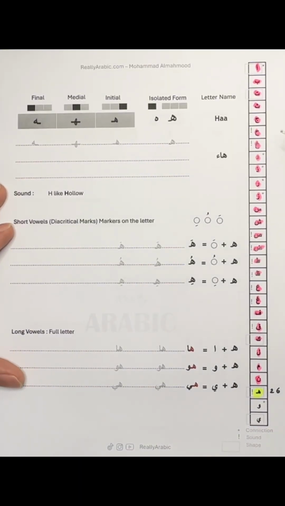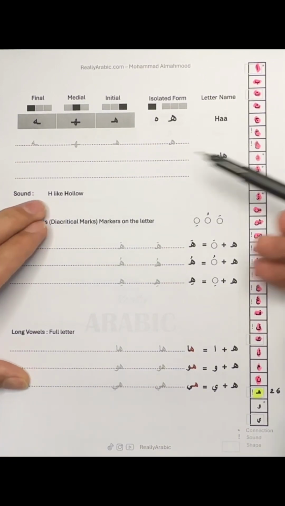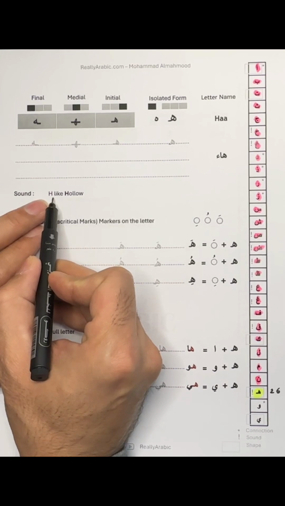We continue with the Arabic alphabet, and today we are going to talk about the letter number 26, letter H or Ha. H in English, of course, and Ha. This is the letter name in English, and this is the letter name in Arabic. And as we said, this is the equivalent of letter H in English.